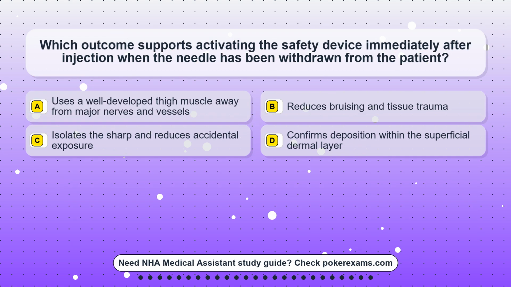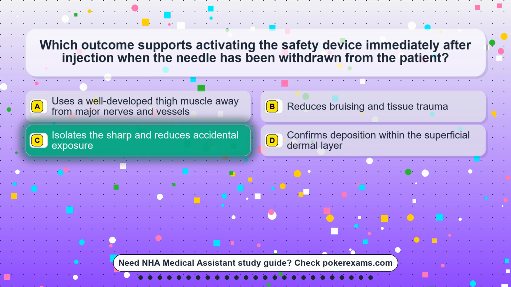Question 13. Which outcome supports activating the safety device immediately after injection when the needle has been withdrawn from the patient? Option A. Uses a well-developed thigh muscle away from major nerves and vessels. Option B. Reduces bruising and tissue trauma. Option C. Isolates the sharp and reduces accidental exposure. Option D. Confirms deposition within the superficial dermal layer.